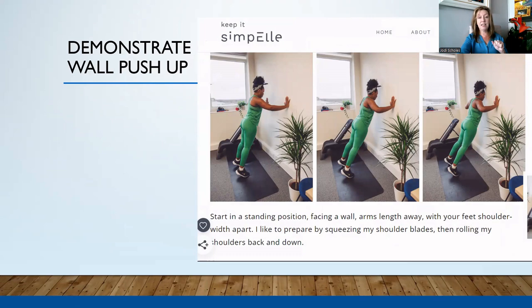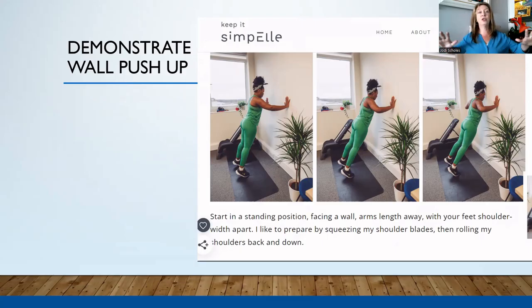Awesome, easy, beautiful, simple exercise. Try it sometime. Try it today. Try a wall push-up. They're not easy. Simple does not mean easy. Depending on how far you have your feet back is how difficult that's going to be. Beautiful way to start your push-ups though.